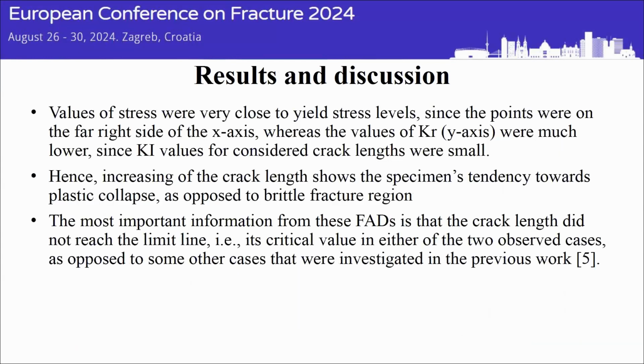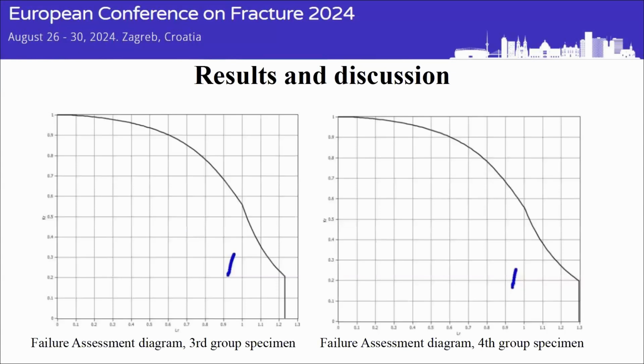And also, it's better to go back to this slide. You can see that the values of the x-axis were closer to their critical value, which suggests that even if these cracks did reach their critical length, the failure would be more on the plastic collapse side, so it would be the less bad scenario, so to speak.